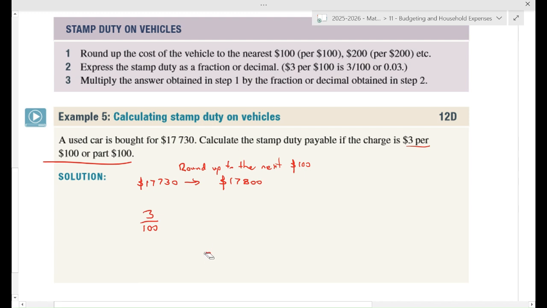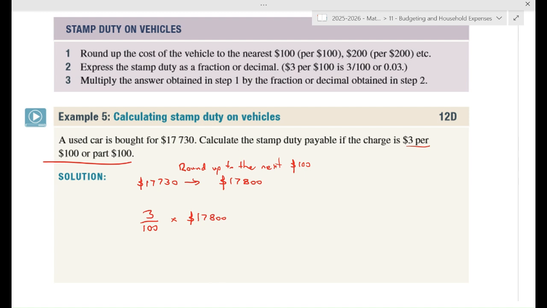In this particular case, it is, but their stamp duty might have been, instead of 3 per 100, 3 per 200, which means it wouldn't have been a decimal. So, a percentage. So we've got to be careful. We just express it as 3 per 100. So we write it as 3 over 100. Then what we're basically doing is 3 over 100 of 17,800, which is the amount we rounded up to. And we will just chuck that into a calculator.